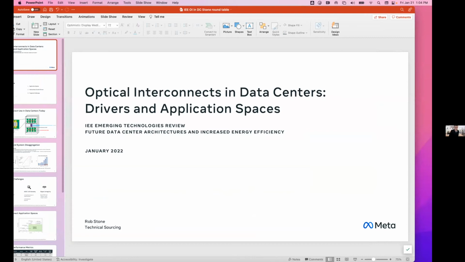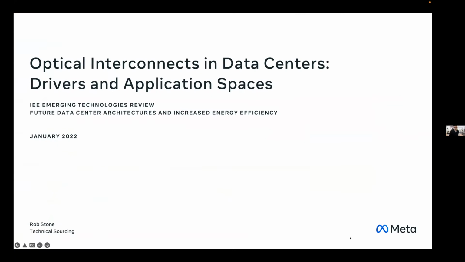So what I'm hoping to do today in this talk is really to frame the conversation and the material that we're going to hear from the other leading voices in the interconnect space in the session this afternoon. And so what I'm going to talk about is some of the uses for optical interconnects in data centers and the drivers and application spaces to adopt some of these new technologies.